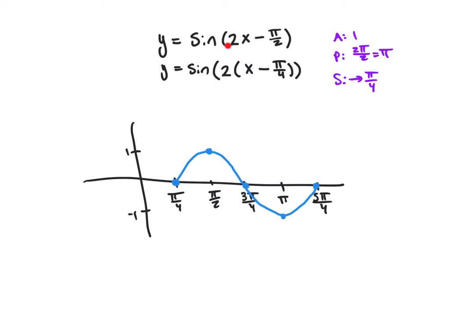So be very careful. Make sure if there's a number in front of the x, you factor it out. So you divide that by 2, and that means you divide this by 2 as well. That way you're shifting the correct amount.